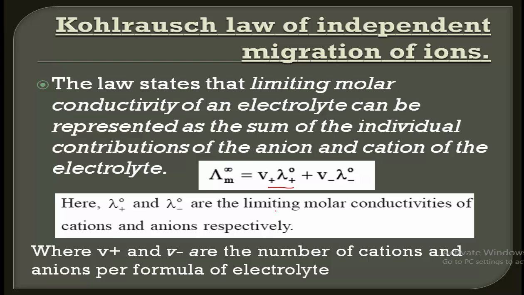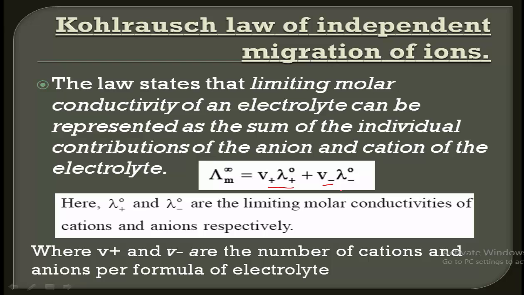Suppose we take CaCl2. Then we write lambda Ca 2 plus naught plus lambda Cl minus naught, but what will the v minus value be? It is 2, because the number of anions is 2. So here we will take the 2 and write lambda Cl minus. This is how we can find the limiting molar conductivity of an electrolyte according to Kohlrausch's law.